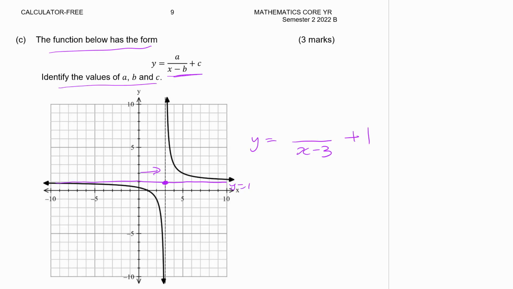Now, if you go to the point where they cross and go 1 unit across, we go 2 units up, tells me there's a 2 on top here. So we've got a is equal to 2, b is equal to 3, c is equal to 1.